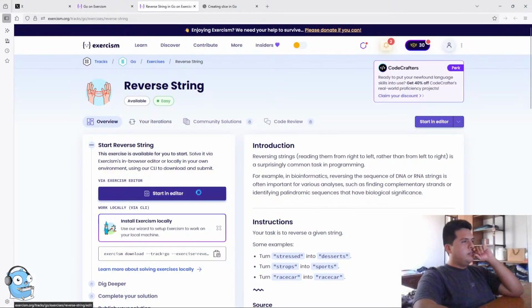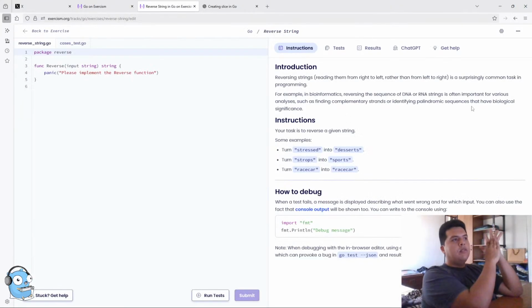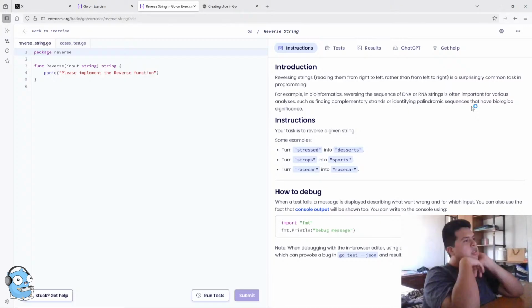Reverse string, okay. Introduction. Reversing strings, reading them from right to left rather than left to right, is a surprisingly common task in programming. For example, in bioinformatics, reversing the sequence of a DNA or RNA string is often important for various analyses, such as finding complementary strands or identifying palindromic sequences that have biological significance. Instructions. Your task is to reverse a given string. Some examples: turn stressed to desserts, turn strop to sort, turn racecar into racecar. That's easy.